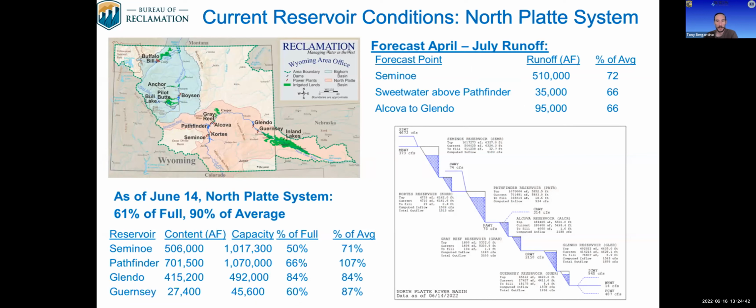We'll move on to Nikki Nielsen with the Bureau of Reclamation to talk about the reservoir conditions that I just started on.